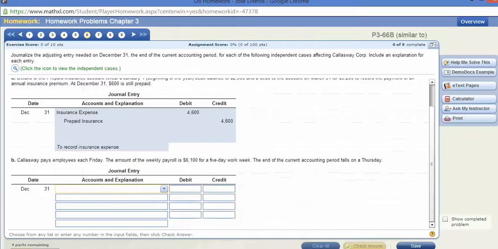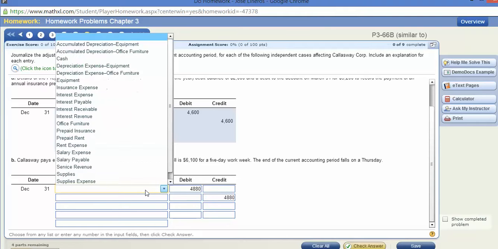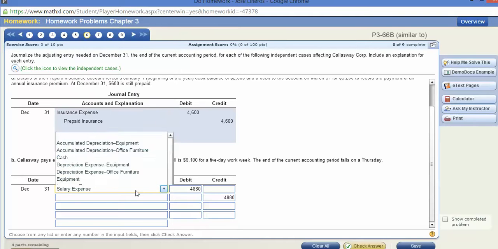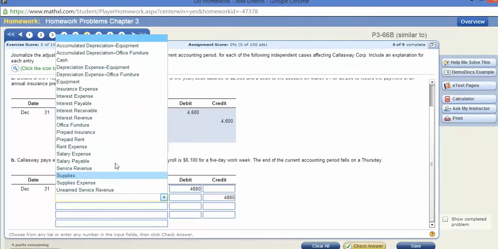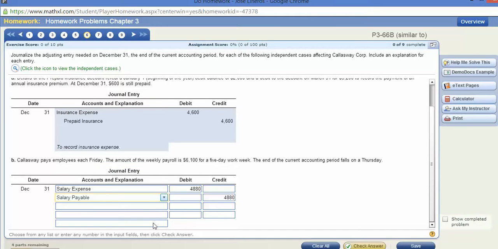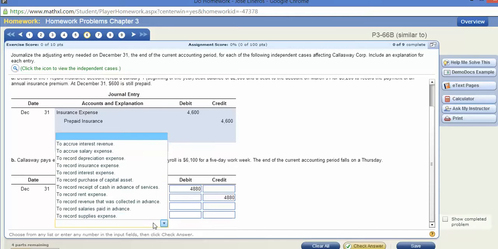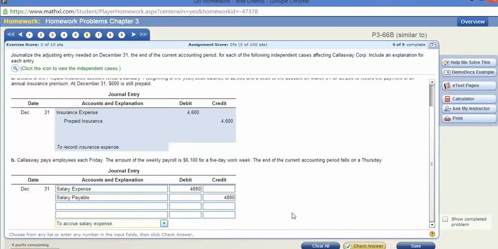So let's go back here. 4,880. 4,880. And this is salary expense. This is salaries payable. And then the all-important explanation to accrue salary expense.